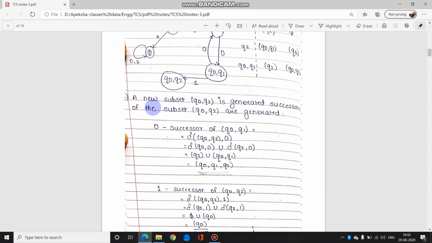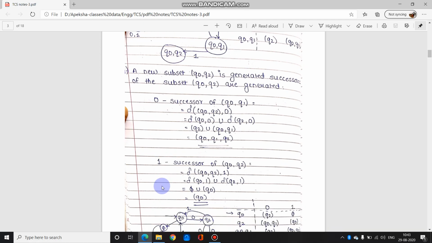So that is what is given over here. Q0 Q2 is generated. So similarly, an input 0 and 1 is considered. An input 0 in Q0 will lead to Q2, and an input 0 in Q2 will lead to Q0 Q1. You can see this from this diagram only. So we will take their union and we get Q0 Q1 Q2. Similarly, an input 1 in Q0 is leading to the null state and an input 1 in Q2 is leading to Q0. So the union of these two that we get is Q0.